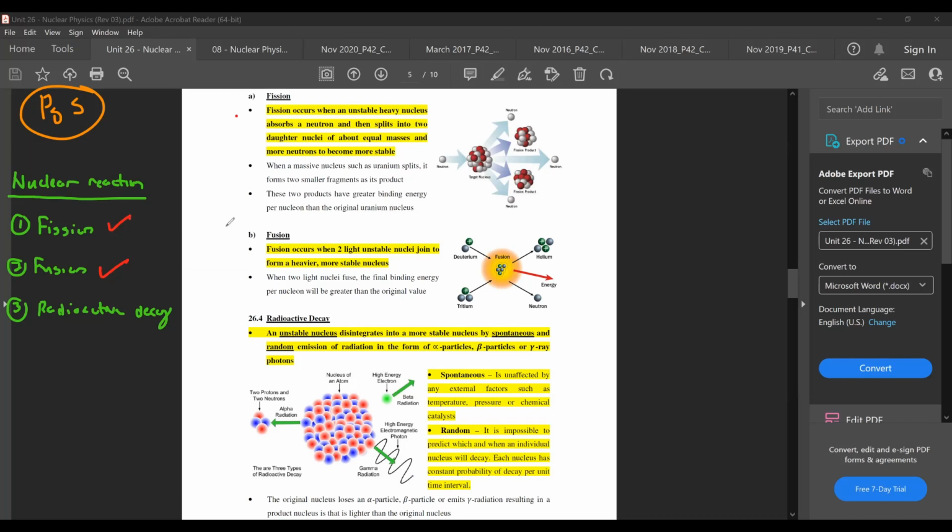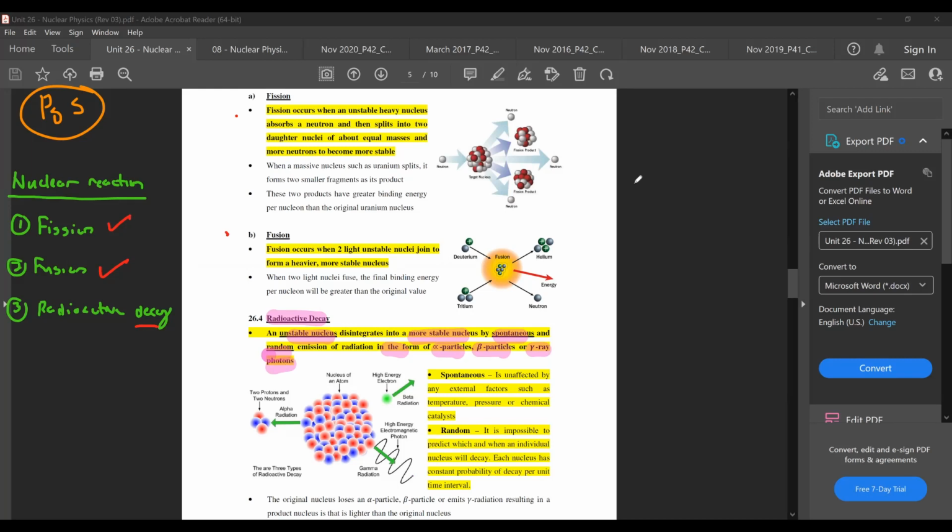Okay, last week we went through what is exactly fission and fusion. That's actually this one and this one here. I didn't go through with you decay. So radioactive decay is another common type of nuclear reaction. In radioactive decay, we will say that an unstable nucleus disintegrates into a more stable nucleus by spontaneous and random emission of radiation in the form of alpha particles, beta particles, and gamma ray photons.